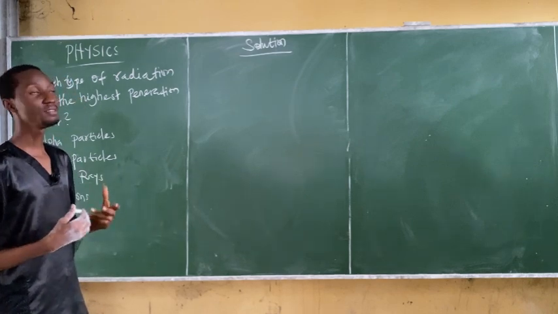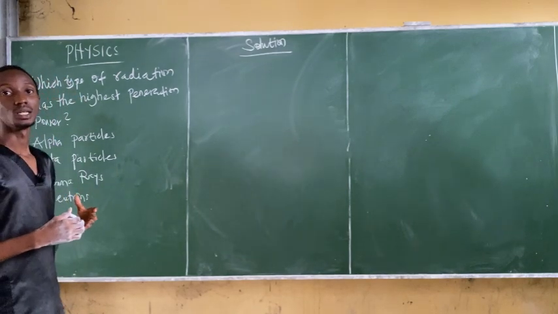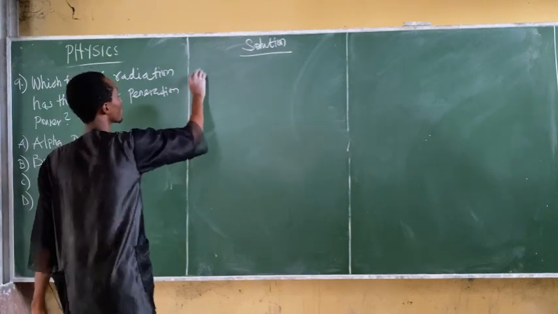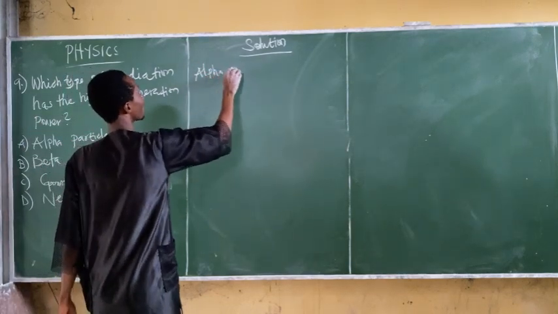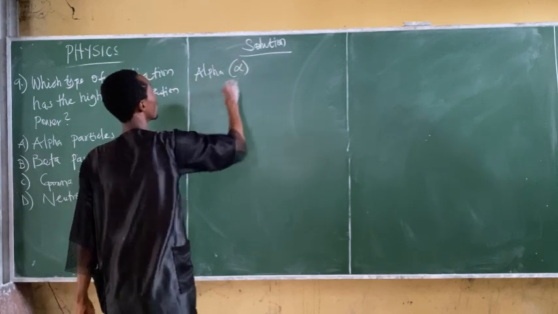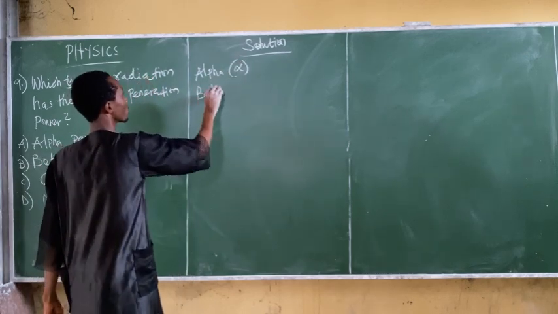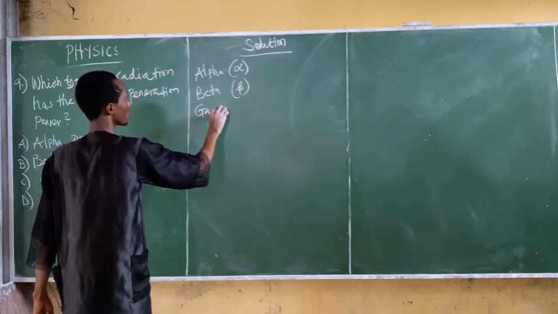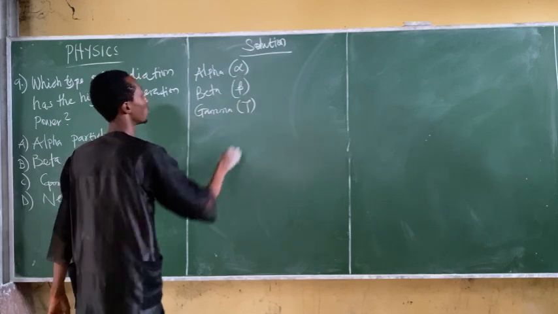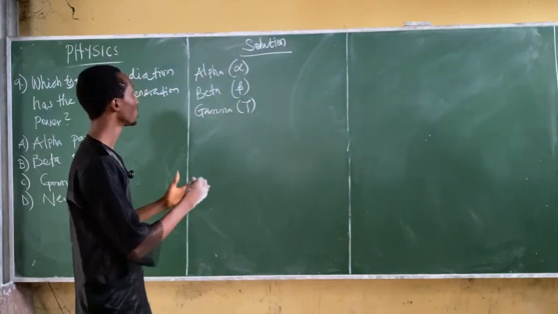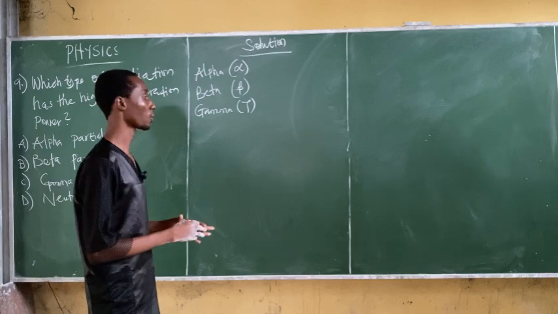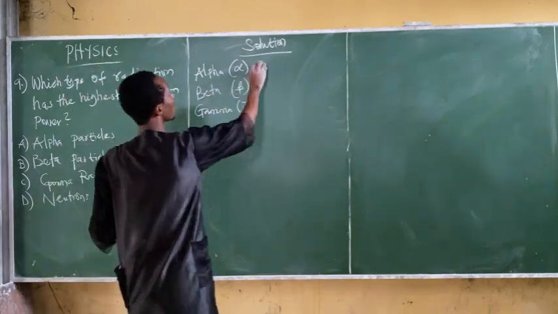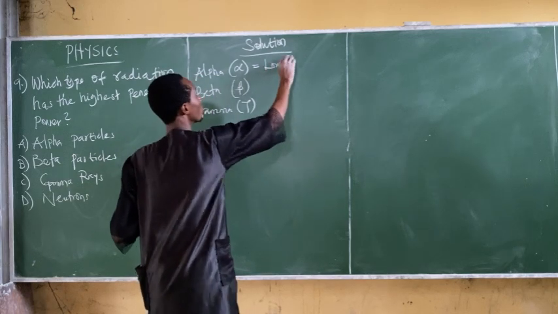Now, radioactive decay results in the emission of particles. We have the alpha particles. We have the beta particles. And we have the gamma rays. They differ in mass, charge, and what? Penetration power. Now, for the alpha particles, the alpha particle has low penetration power.